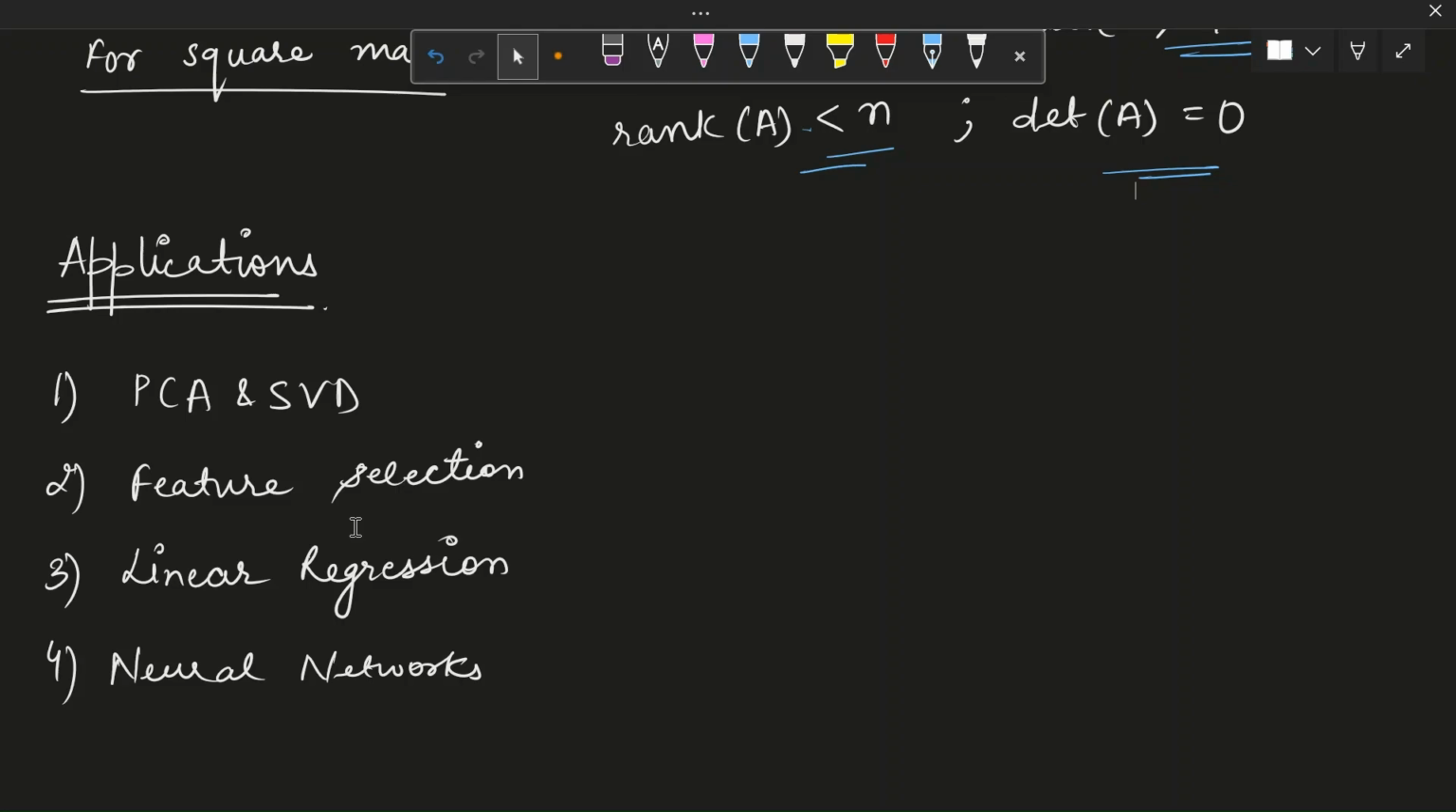So, the rank of a matrix is a critical concept in linear algebra if you work with machine learning and AI. It helps in determining data independence, identifying redundant features, optimizing regression models and neural networks, and reducing dimensionality using PCA and SVD. So that's all for this video.